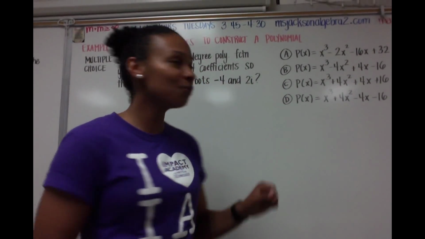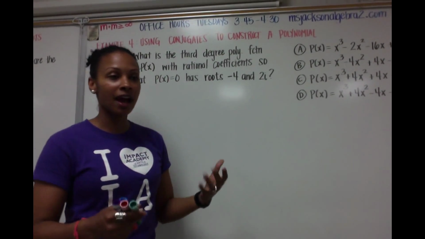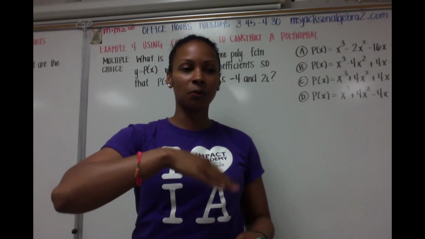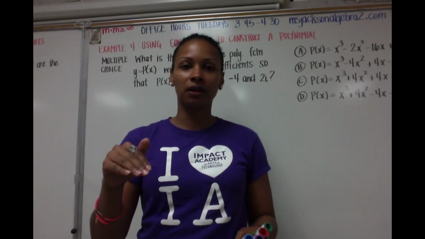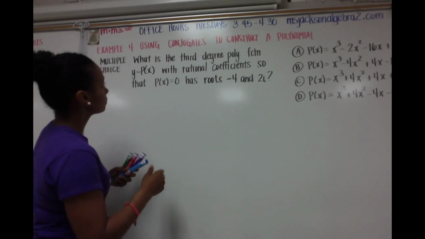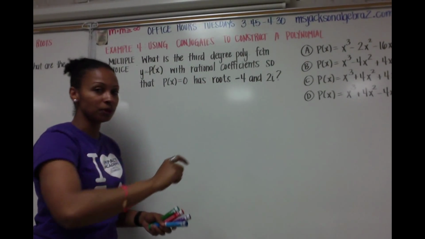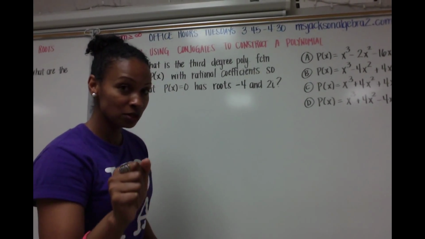All right. Example 4. Using conjugates to construct a polynomial. So now we're basically going to, you know how they've given us roots and we make an equation with our roots? It's exactly what we're going to do, but now we're just going to do it with conjugate numbers. So multiple choice. What is the 3rd degree polynomial? 3rd degree means we're going to have how many roots?